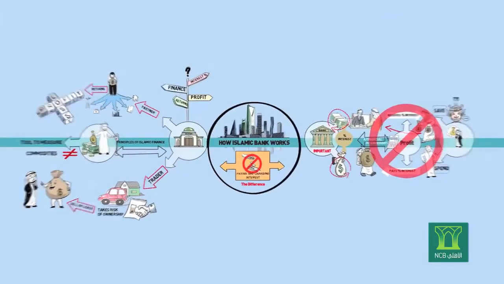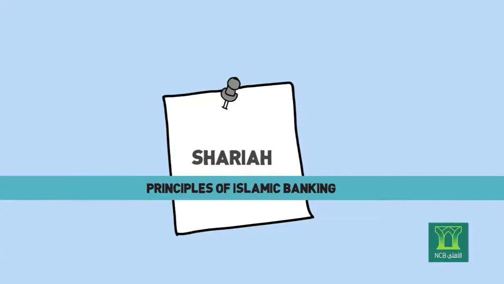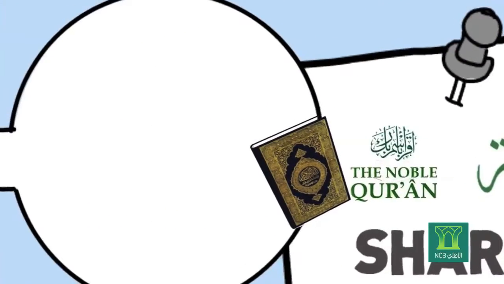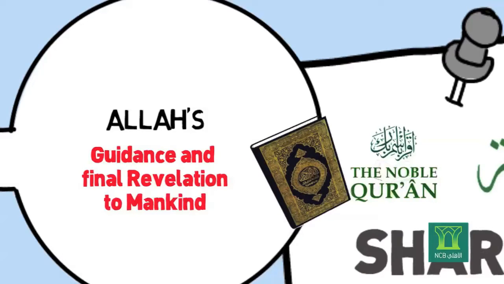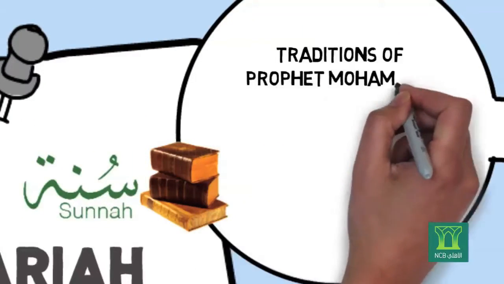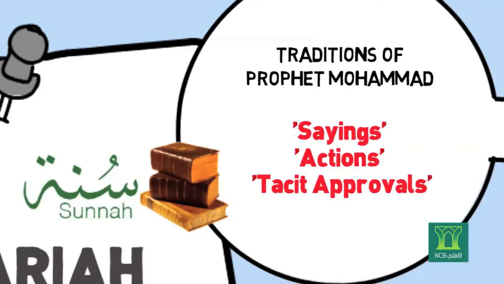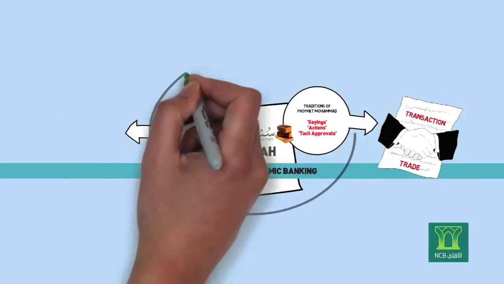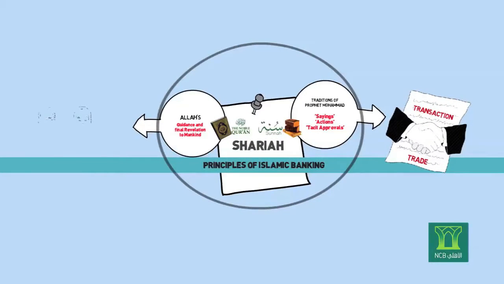Let us now understand what are the principles on which Islamic banks work. In Islamic law, which is called Sharia, there are two primary sources, the Quran and the Sunnah. Quran is a divine book and word of Allah revealed as a final revelation and guidance to mankind. While the Sunnah refers to traditions of Prophet Muhammad, peace be upon him, that include his sayings, actions, and tacit approvals. The basic principles related to business transactions and trade can be interpreted based on the circumstances, provided such interpretation does not contradict the Quran and the Sunnah. This unique feature or flexibility of Islam makes it relevant to every generation.